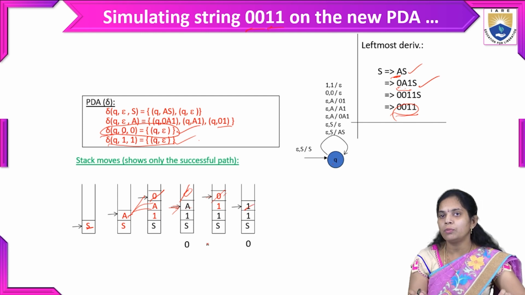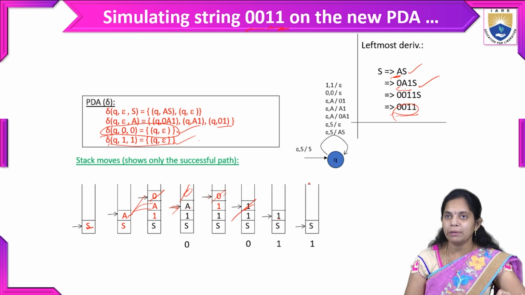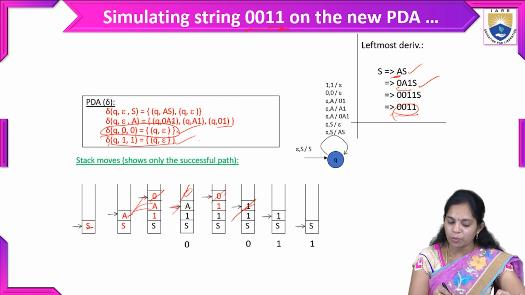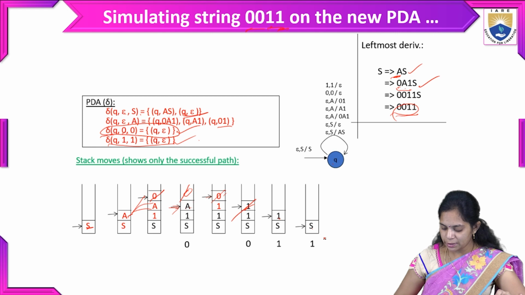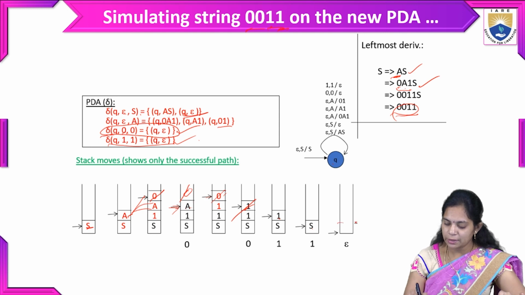What step do we have to do? We have to pop the top of the stack symbol 1. And next, again the input symbol is 1 and the top of the stack symbol is 1. We have to pop that 1 again. And S is there, so we have one more production, that is S tends to epsilon. So whenever S appears, we have to replace it with epsilon, and the stack is empty.